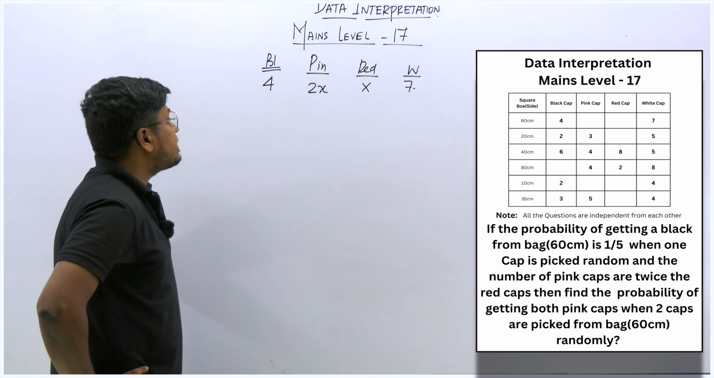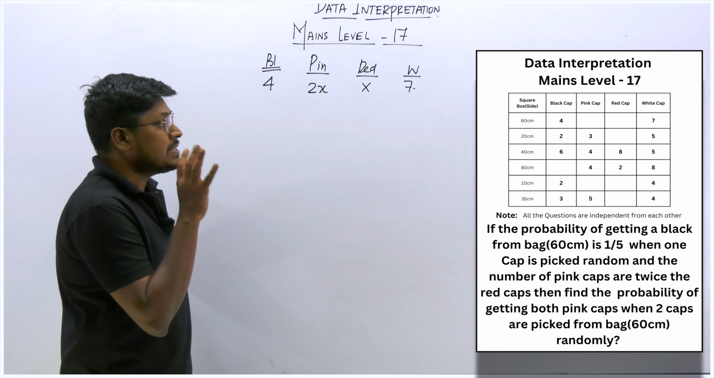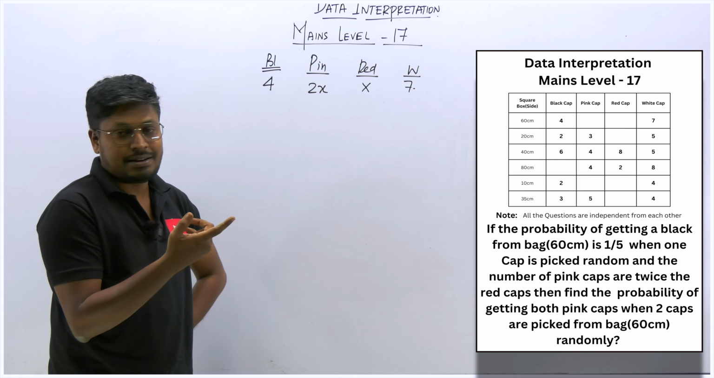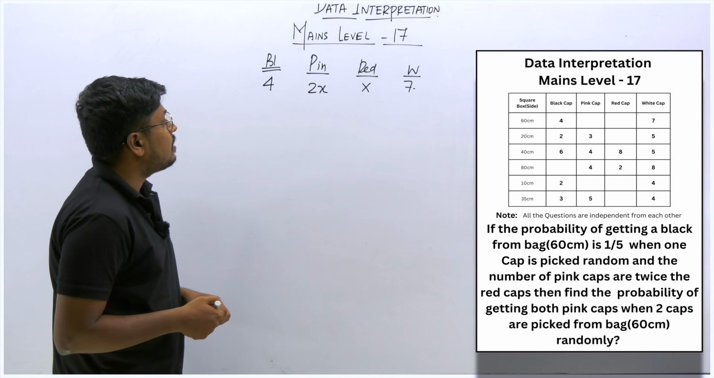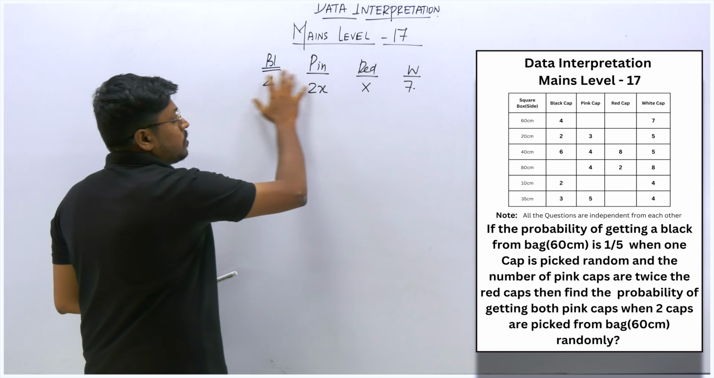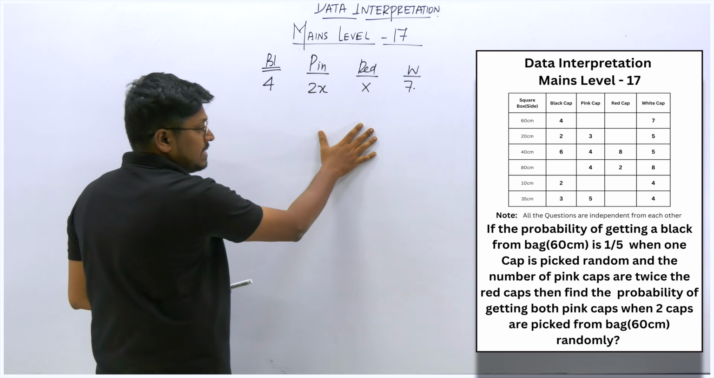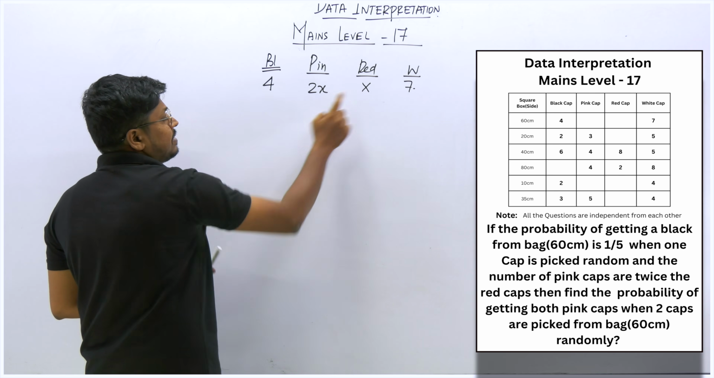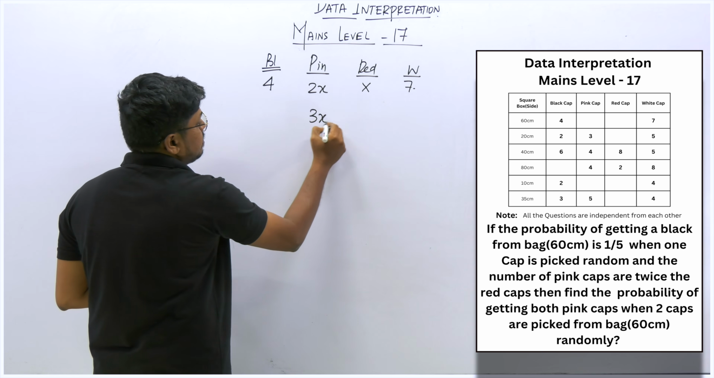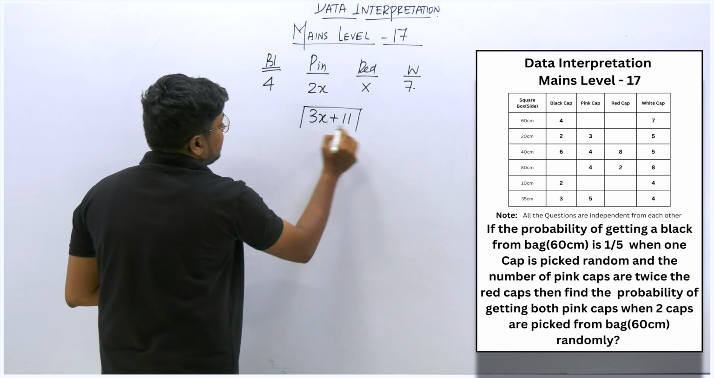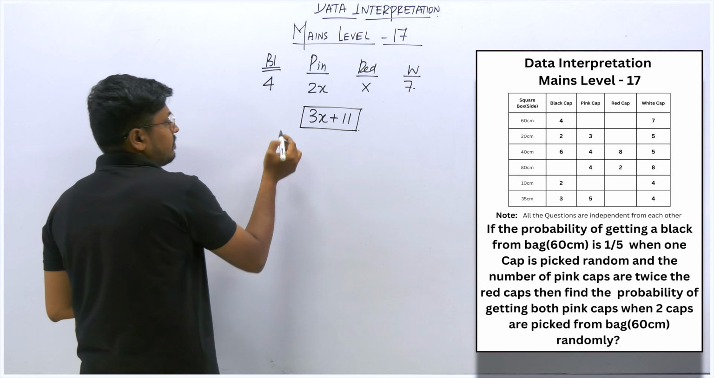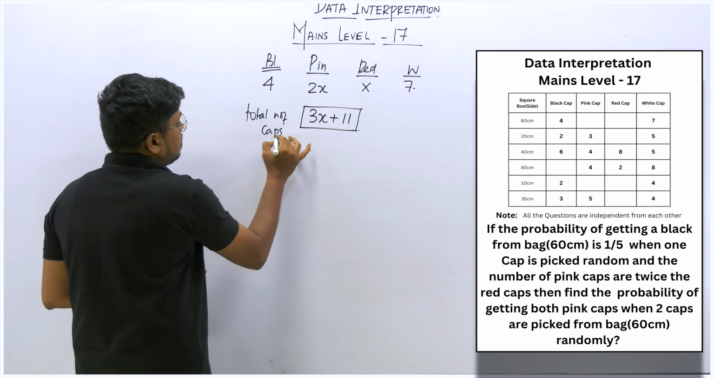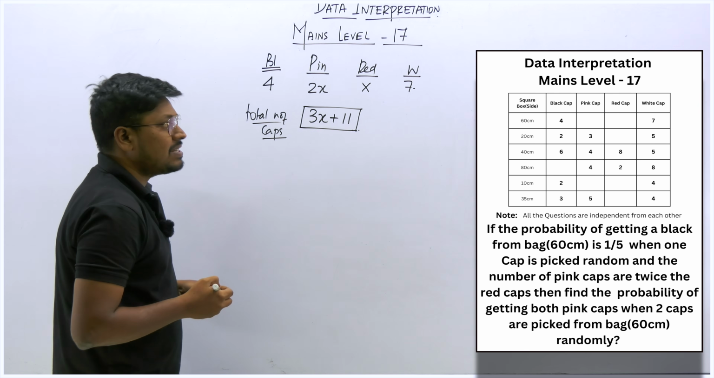So what they are saying is, our target is to find the probability of getting 2 caps, and both the caps should be of pink color, right? So first, let me figure out the total number of caps in the bag of 60 centimeter. So 7 plus 2x, this will be 3x. So 3x plus 11 will be the total number of caps in the bag of 60 centimeter.